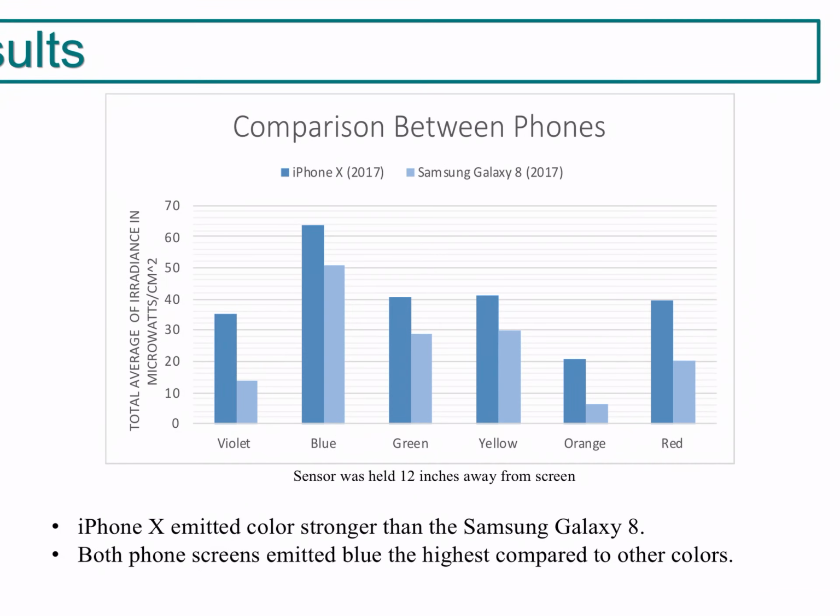This is the data chart comparing the 2 phones, the iPhone X in the darker blue and the Samsung Galaxy 8 in the lighter blue. Again, quickly just going over the data, you can see that the iPhone X emitted color the strongest compared to the Samsung Galaxy 8. And both phones surprisingly were not high in emitting yellow and green, but majority blue, which was something that was interesting when analyzing the data.